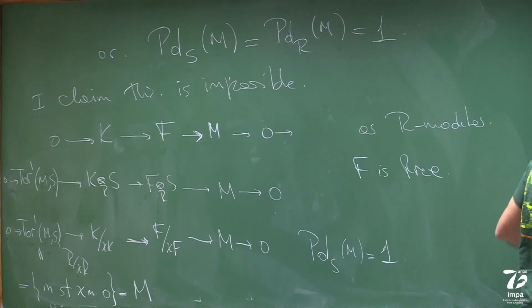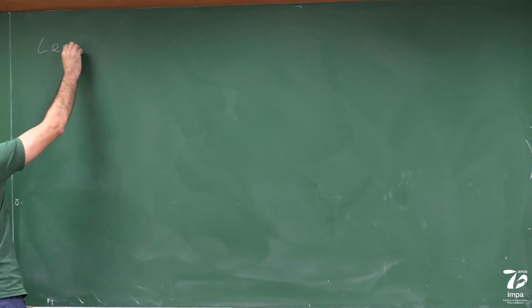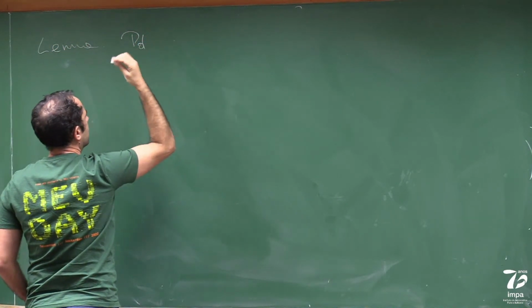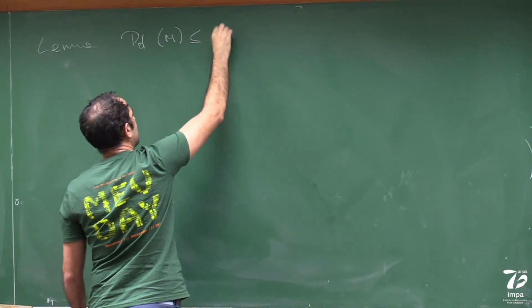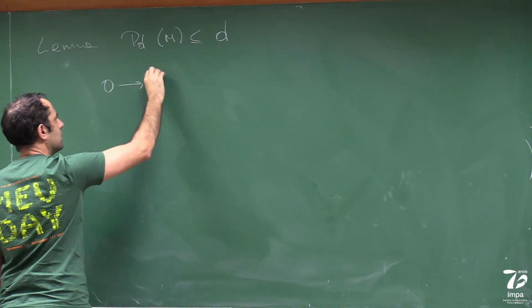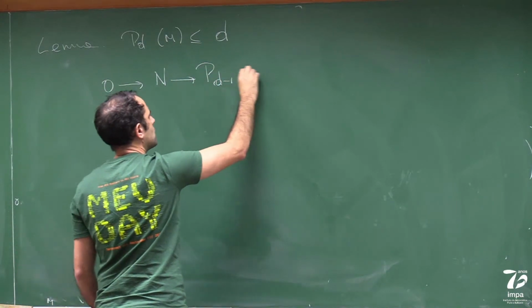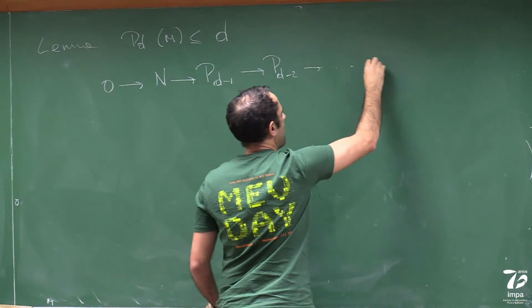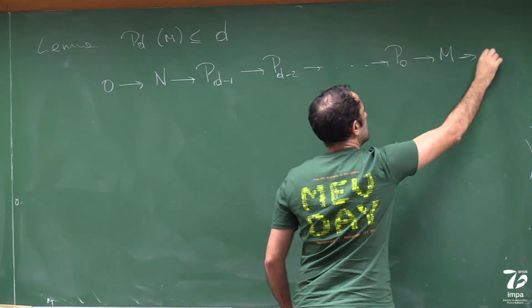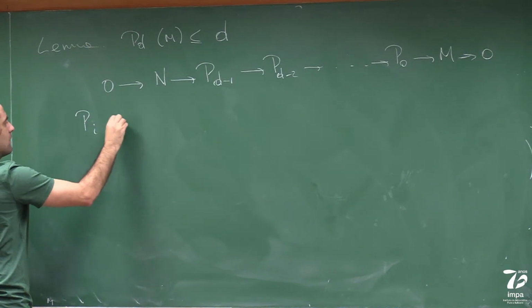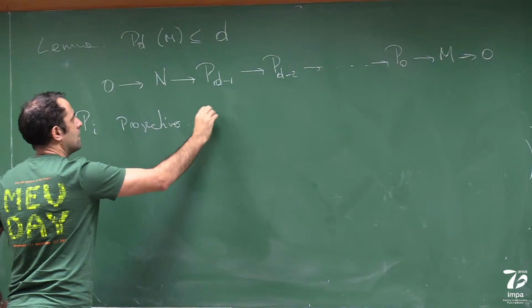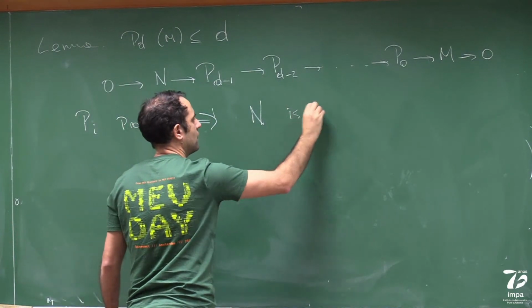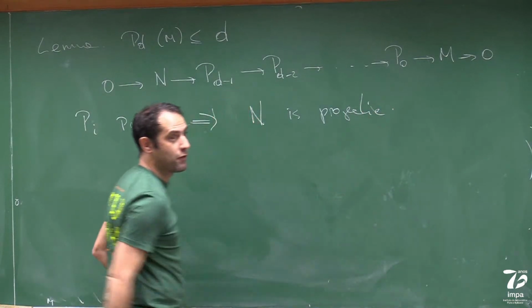that was if that was a projective resolution. But remember something general, we proved the following lemma before, which is if the projective dimension, over any ring, it doesn't matter, of M is less or equal than d, and you have a resolution like this, P d minus 1, P d minus 2, down to P0 to M to 0, where all these P_i are projectives, then necessarily N is projective. We proved this last time.